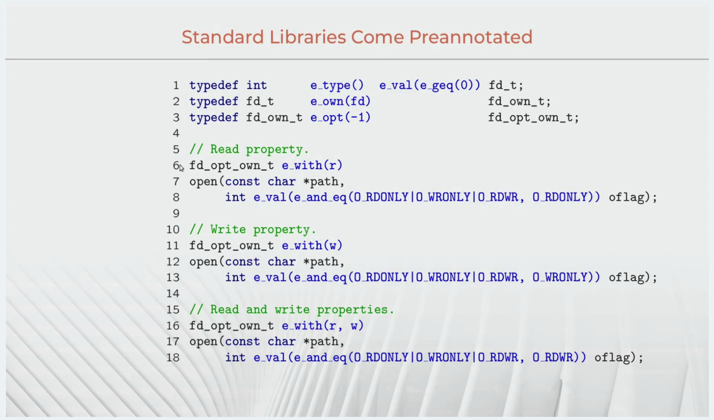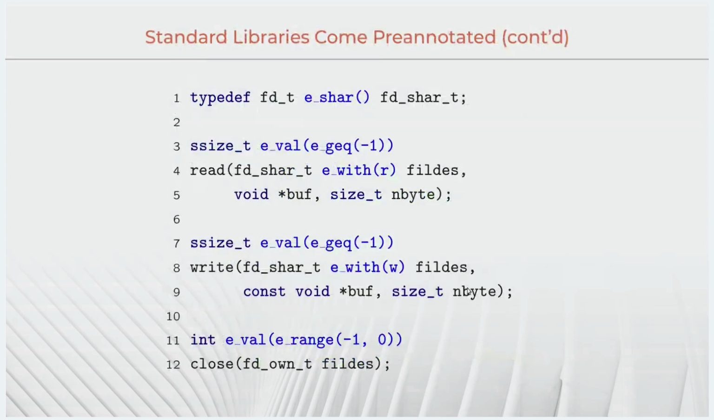So this is why the C-rusted analyzer sees open as if it was declared in one of these three different ways, which are discriminated by the second argument that specifies whether we are opening for reading, in which case we obtain an fd_own_t with the read property, or with the write property, or with both of them. And similarly, the read, write, and close functions are seen by the analyzer as if they were declared like this.